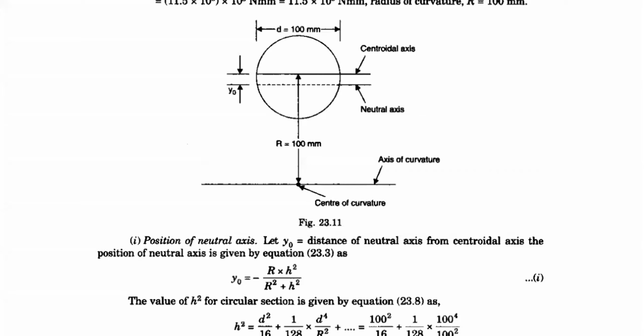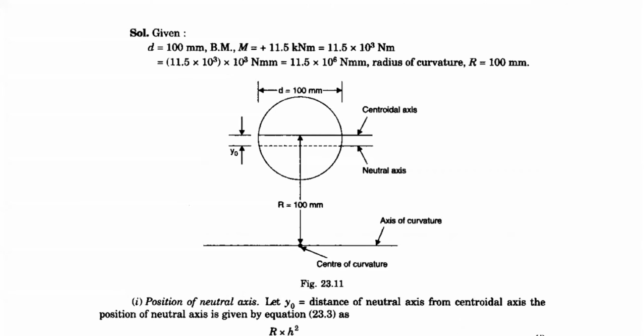So first draw the figure, and this is the data. Diameter is 100 mm and bending moment M equal to 11.5 kilonewton meter. If you want to convert into newton meter, 11.5 into 10 power 3 newton meter. And radius of curvature R equal to 100 mm. So these notations are very, very important. Please understand the importance of notations.